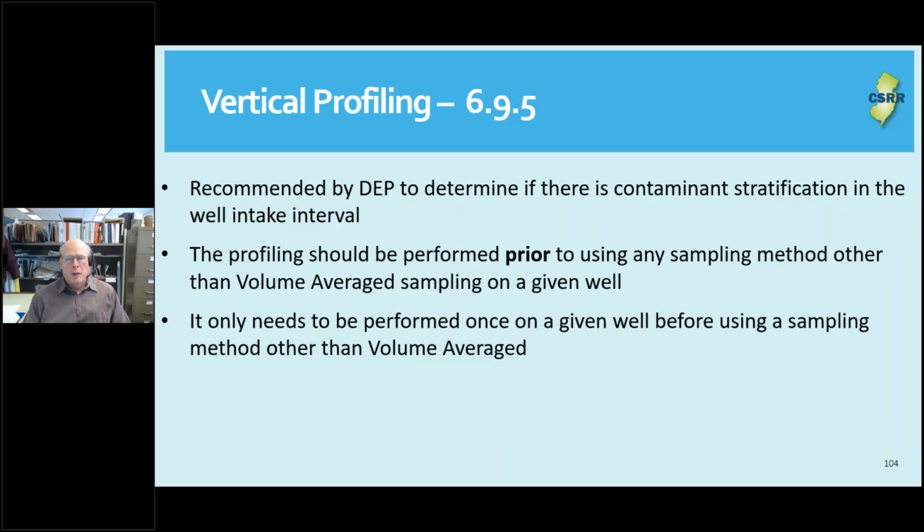Guidance on the vertical profiling of water quality now has its own section. DEP recommends vertical profiling be performed to determine if there is a contaminant concentration stratification in the well intake interval. The profiling should be performed on a well prior to using any sampling method other than volume averaged on that well. The profiling only needs to be performed once on a given well before using a sampling method other than the volume averaged method.